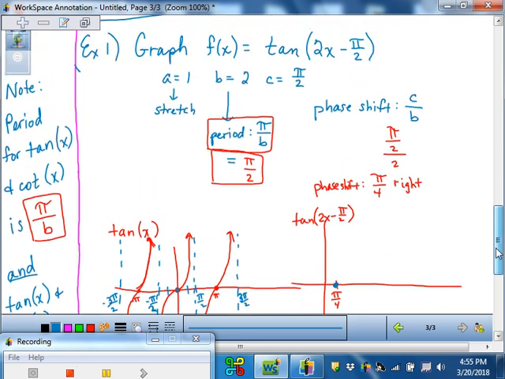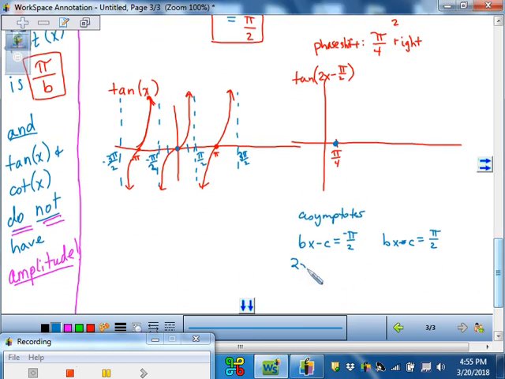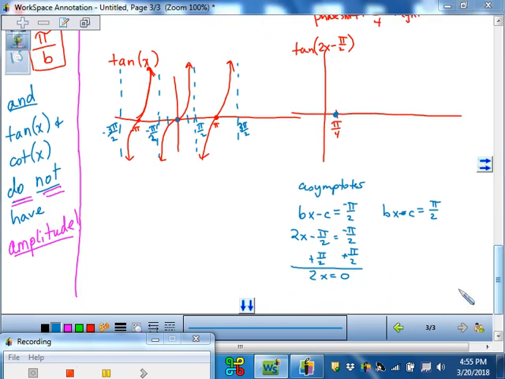Well, bx minus c is 2x minus pi over 2. So we're going to have 2x minus pi over 2 equals negative pi over 2. I'm going to add pi over 2 to both sides. Negative pi over 2 plus pi over 2 is 0, so 2x is equal to 0. When I divide by 2, I get x is 0. So at x equals 0, I have one of my asymptotes.